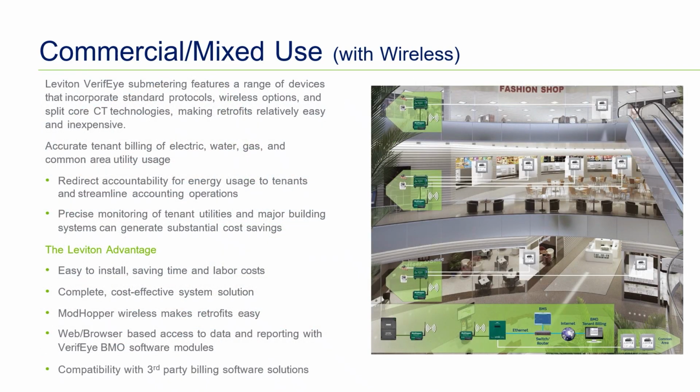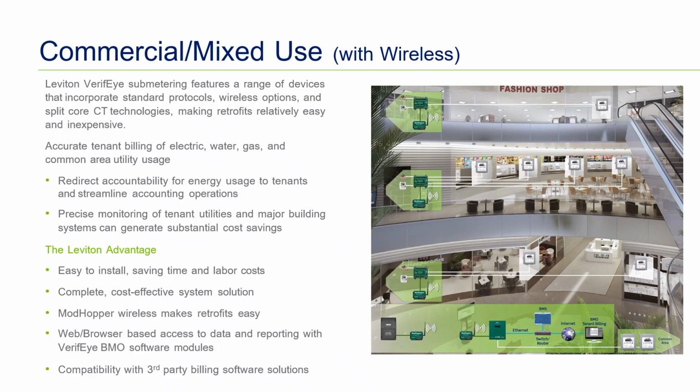Leviton VerifEye Submetering features a range of devices that incorporate standard protocols, wireless options, and split-core CT technologies, making retrofits relatively easy and inexpensive. These systems provide accurate tenant billing of electric, water, gas, and common utility usage to redirect accountability for energy usage to tenants and streamline accounting operations. Precise monitoring of utilities and major building systems can help identify opportunities for substantial cost savings.